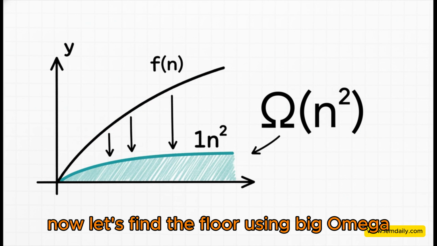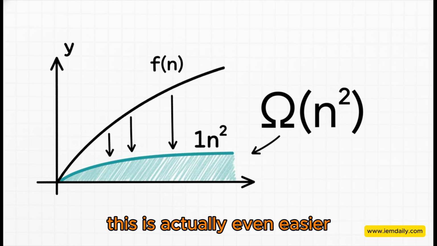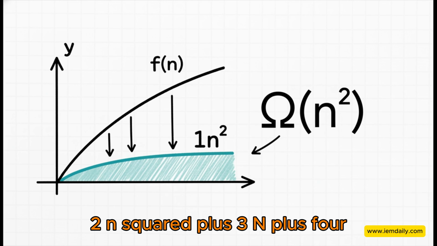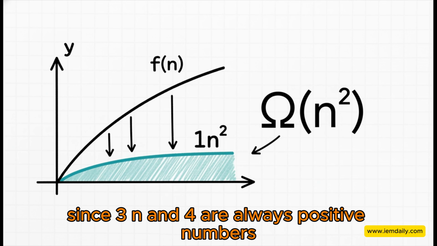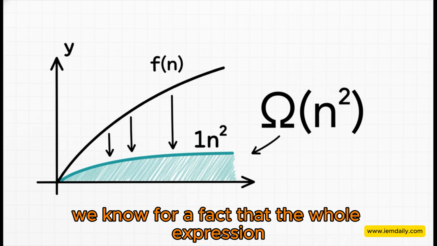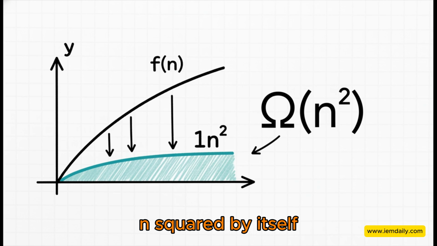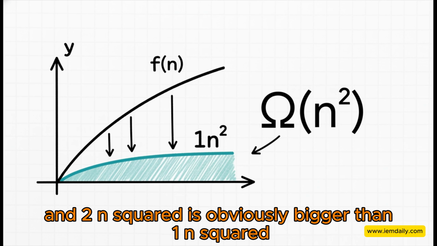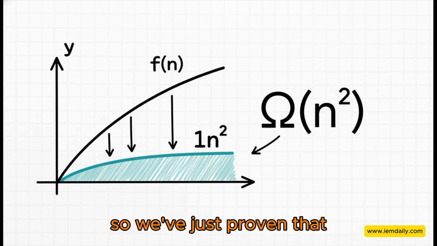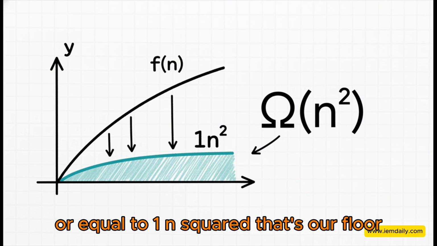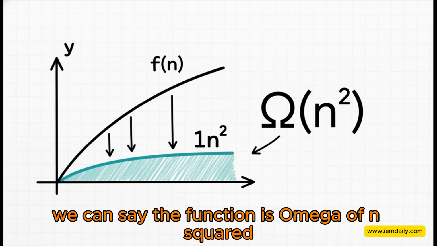Awesome. Now let's find the floor using Big Omega. This is actually even easier. Look at our function again, 2n squared plus 3n plus 4. Since 3n and 4 are always positive numbers, we know for a fact that the whole expression has to be bigger than just 2n squared by itself. And 2n squared is obviously bigger than 1n squared. So we've just proven that our function is always greater than or equal to 1n squared. That's our floor. We can say the function is omega of n squared.